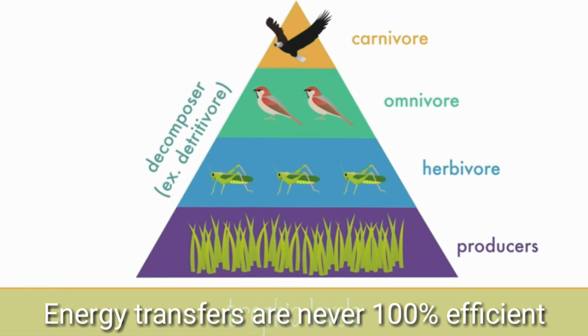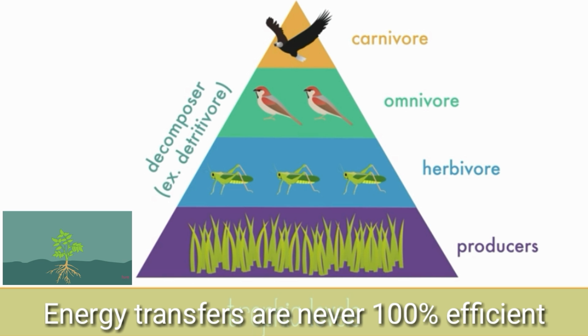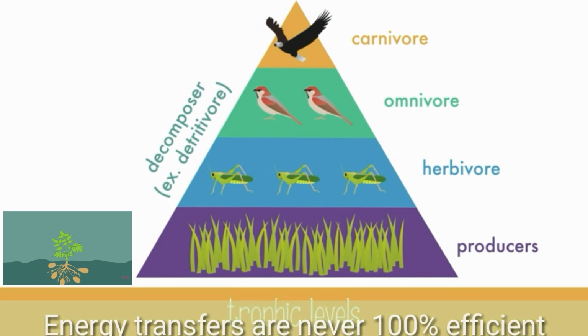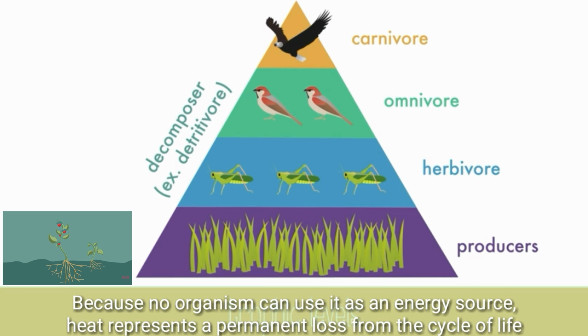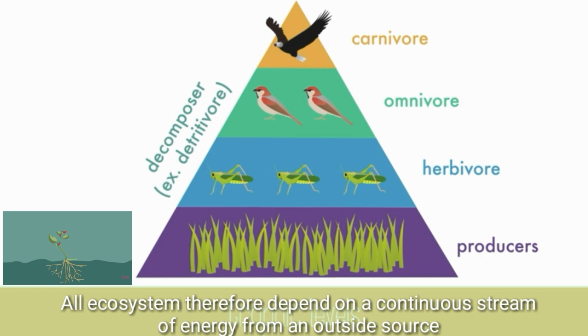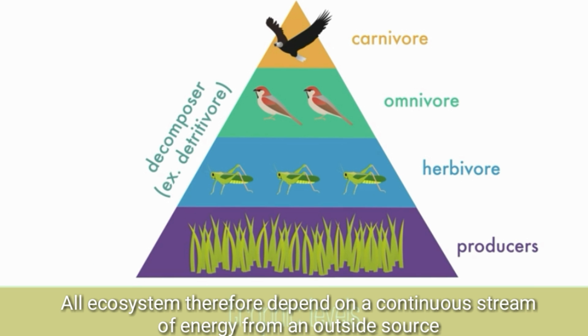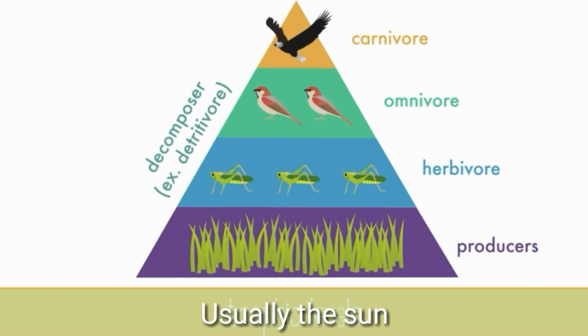Energy transfers are never 100% efficient. Some energy is always lost in the form of heat because no organism can use it as an energy source. Heat represents a permanent loss from the cycle of life. All ecosystems therefore depend on a continuous stream of energy from an outside source, usually the sun.